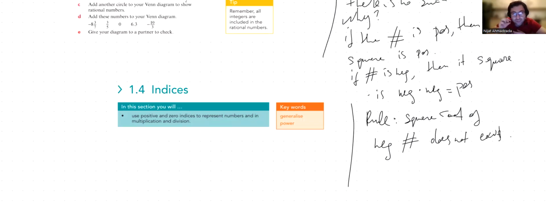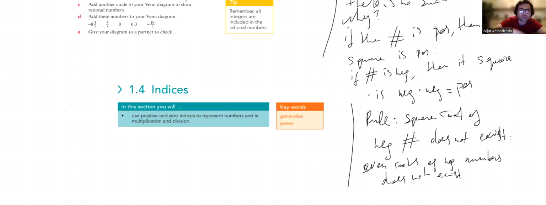But we can expand this rule a little bit, and we can say that even roots of negative numbers do not exist. What does it mean? It means that it doesn't matter if it's a square root. Also the fourth root, sixth root, eighth root, 10th root, as long as the root index is even, it doesn't exist.